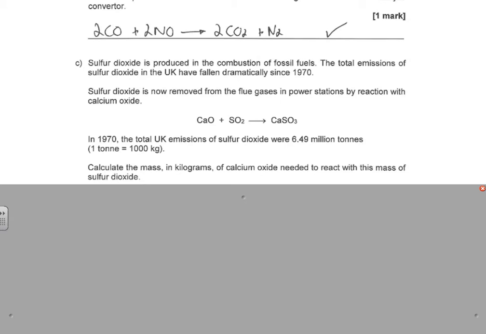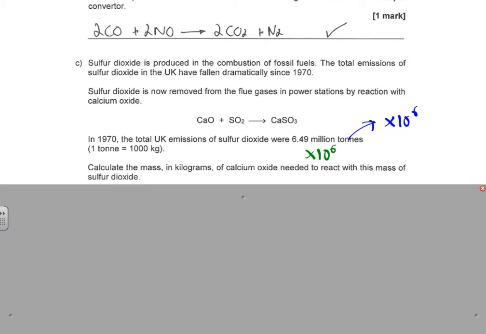There are a few things that can trip you up here, so some things to be aware of would be the numbers that you'll be using. 6.49 million, well that is 6.49 times 10 to the 6 tonnes. But of course when you do your mole calculations you're going to need to work in grams, and to convert tonnes to grams you need another factor of 10 to the 6.